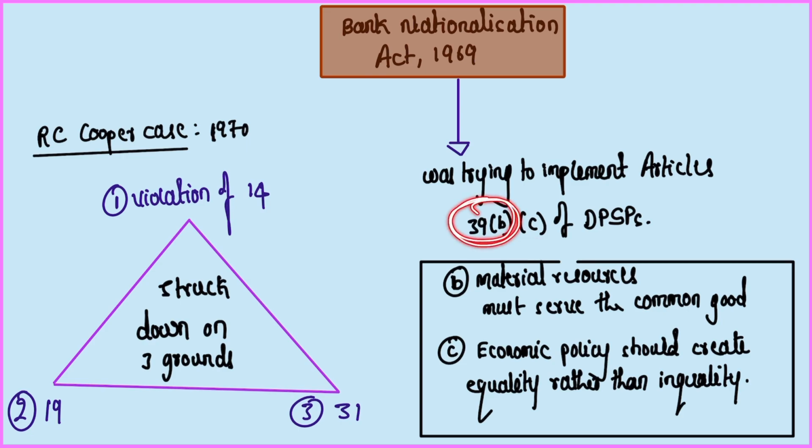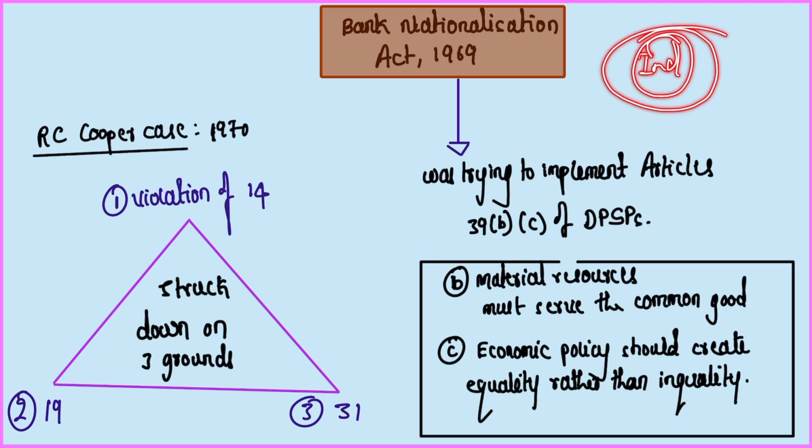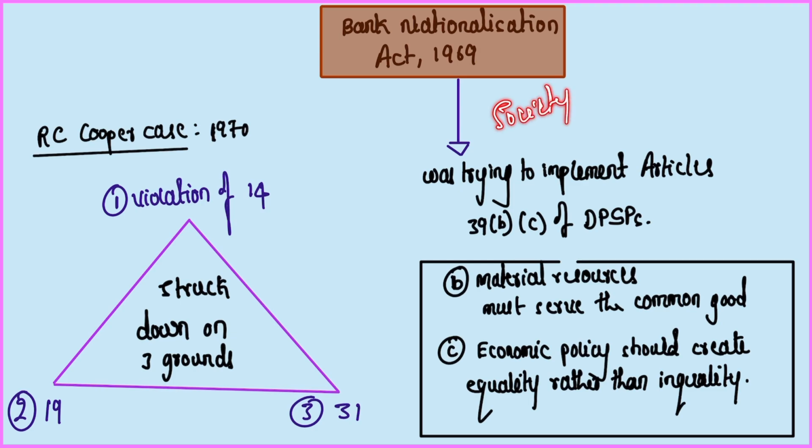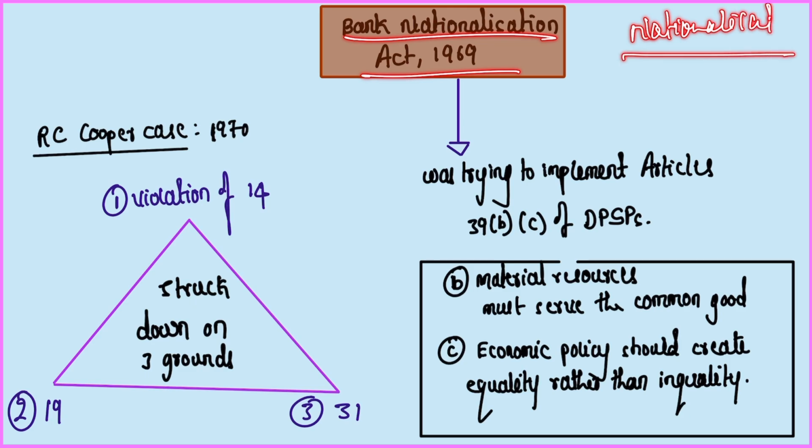Basically, Article 39B says that material resources must serve the common good. Whatever the resources that India has, like land, mines, ores, forest, all these resources must not serve just the individual good, meaning they should not just enrich or help individual grow, but they should help the society grow. That is the meaning of Article 39B. And the government said that banks, if they are not nationalized, then they are giving loans only to individuals. We want to nationalize them in order to help maximum people to get money and grow, especially the rural areas, right?